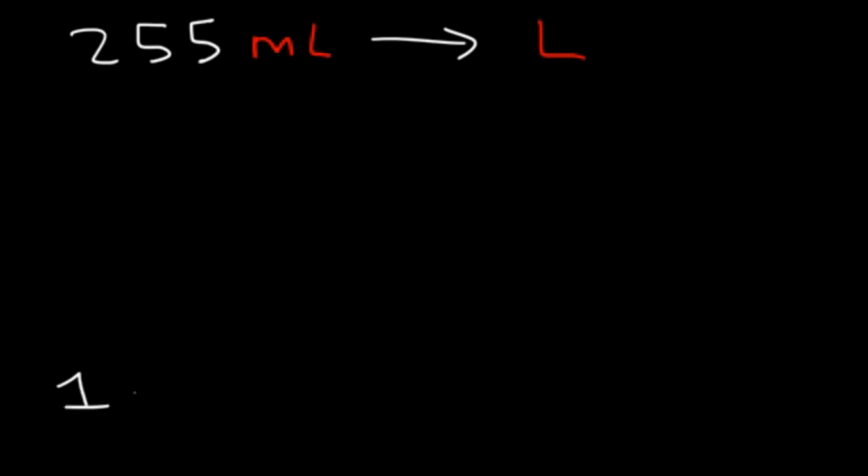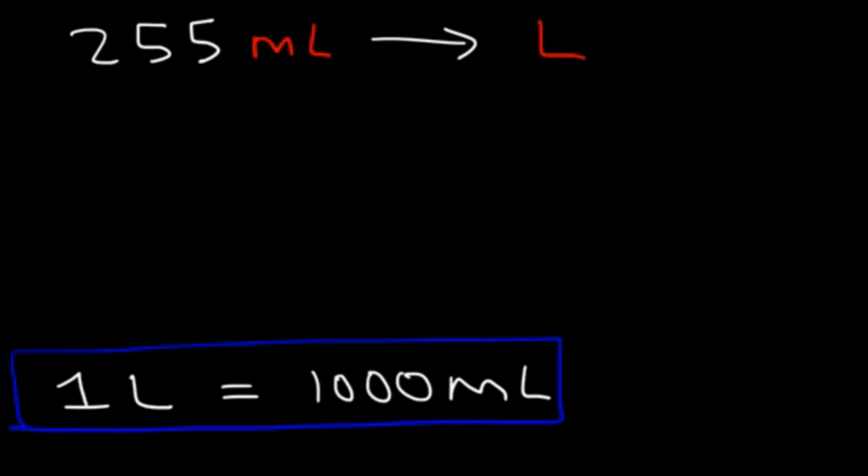Now, let's work on another example. Go ahead and convert 255 milliliters into liters. Feel free to pause the video. So what conversion factor do we need to go from milliliters to liters? Now we know that 1 liter is equal to 1,000 milliliters. So we use this conversion factor to convert from milliliters to liters.